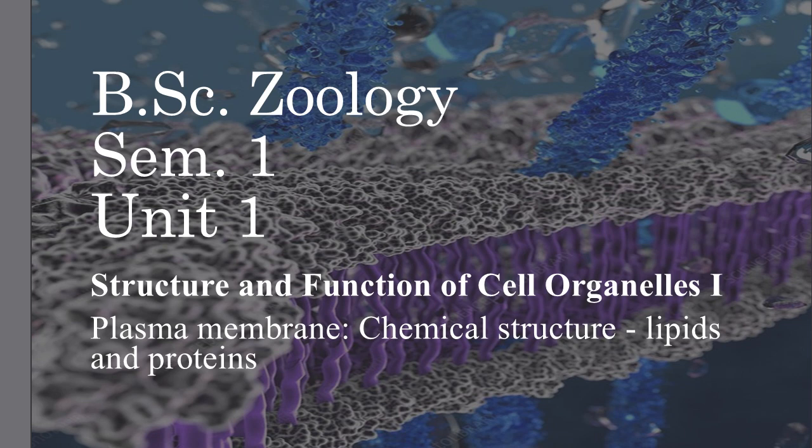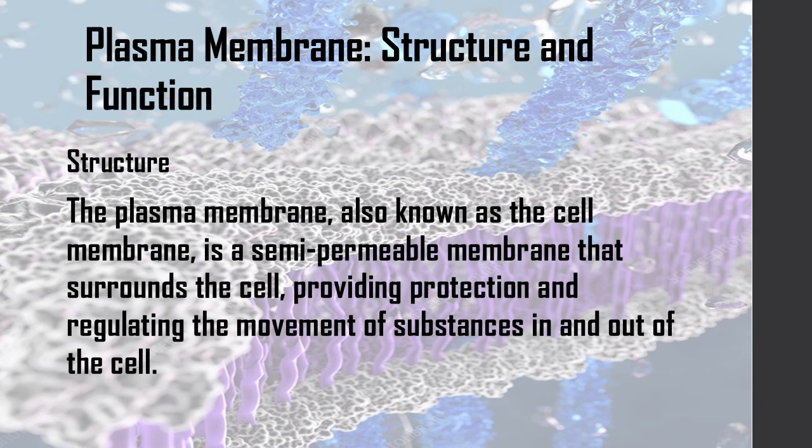Plasma membrane, chemical structure, lipids and proteins. Plasma membrane, structure and function. Structure. The plasma membrane, also known as the cell membrane, is a semipermeable membrane that surrounds the cell, providing protection and regulating the movement of substances in and out of the cell.